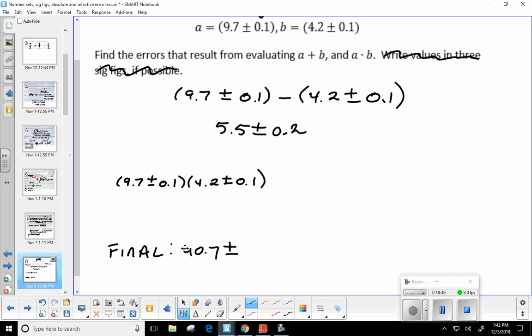Now this is where it gets a little unusual. What did we do the other day? Don't you divide the error by... There you go. You want to take the error and divide by the value that we're given. So I want to take 0.1 and divide it by 9.7. And then I want to take 0.1 and divide it by 4.2.